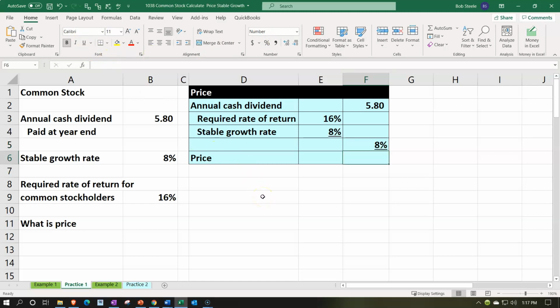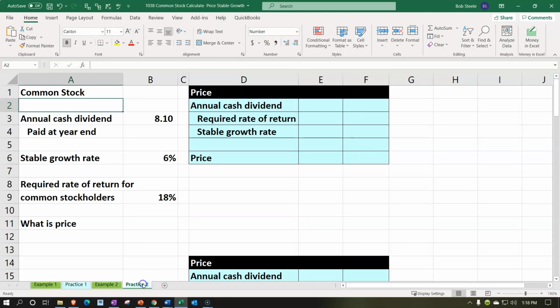So then the price based on that 8% after the growth, we're going to take the 5.8 divided by the 8%, and we're going to get the 72.5, adding a couple pennies in numbers. So we're estimating the value, the price, at 72.5. Let's do that again. Let's go to practice problem 2, and we'll do a couple more.